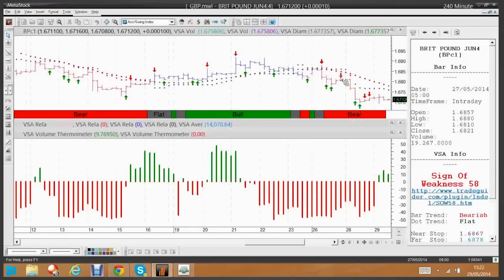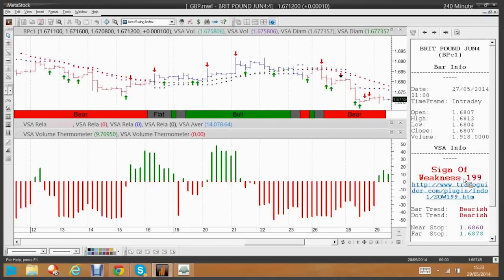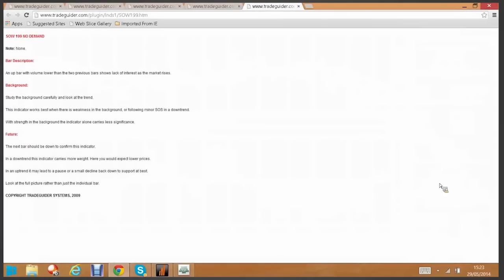When the market goes back up to the bottom of the gotcha bar, and you see what we call no demand, where the volume is now much lighter, as you can see, on this up bar. So it's rallied, but the volume is declining. This is a serious sign of weakness. An up bar with volume less than the previous 2 bars shows lack of interest as the market rises. Study the background and look at the trend. Well, we know the trend is down and the background is a gotcha bar.